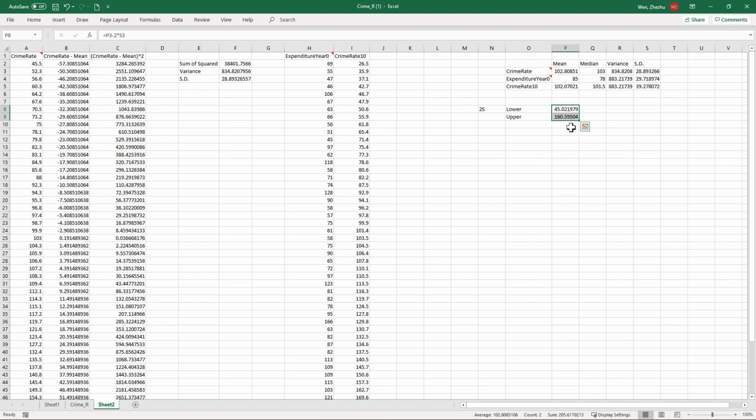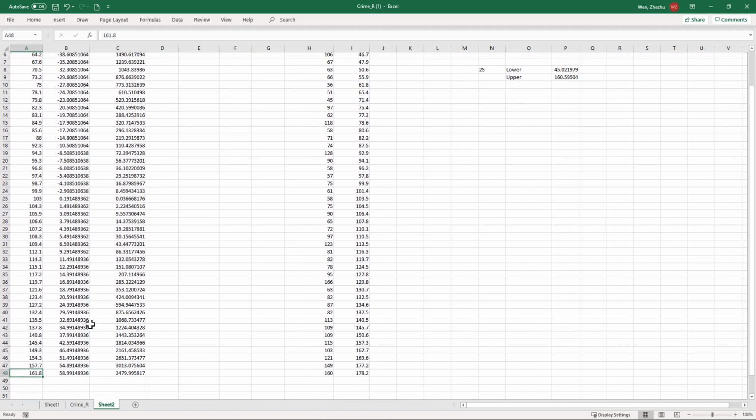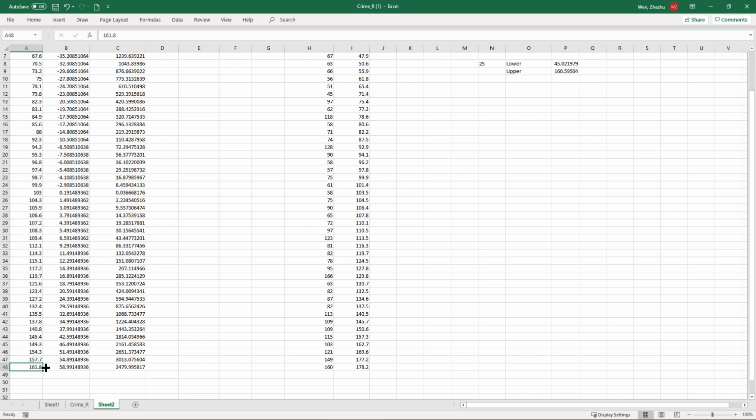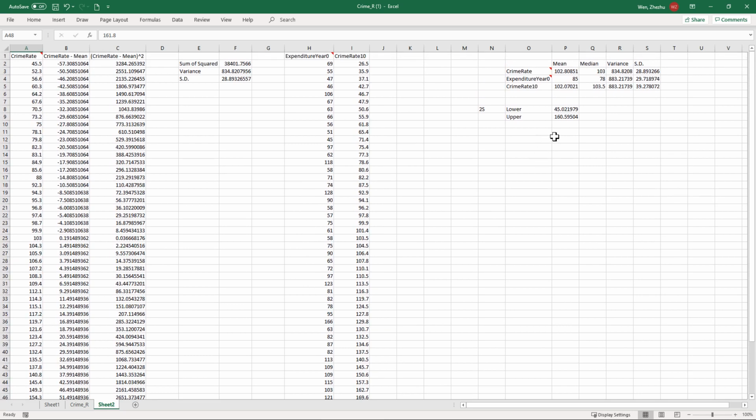So let's take a look from your data how many are actually included within this range. If you look at it, it looks like nothing is smaller than this lower boundary, because the smallest value starts from 45.5. Now what about the largest one? 161.8. So there's only one outside of this upper bound. In total, we have one observation out of 47 that is outside of this boundary that we have created using the average and 2 standard deviations before and after.